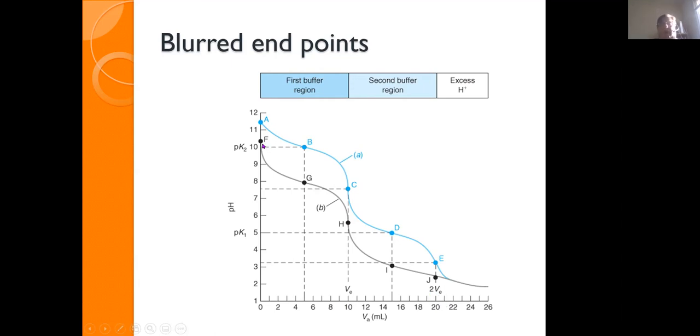If you look at the gray line going from F down to J, again, we see untitrated base, first buffer region, first equivalence point, second buffer region, but the second equivalence point is really difficult to see. There's very little sign of an inflection point at J. This is called a blurred endpoint, where you can't see the endpoint, you can't see that point of inflection easily.